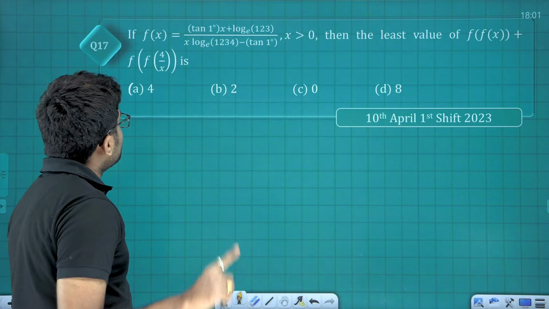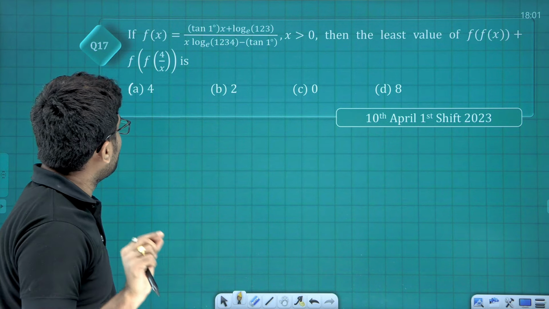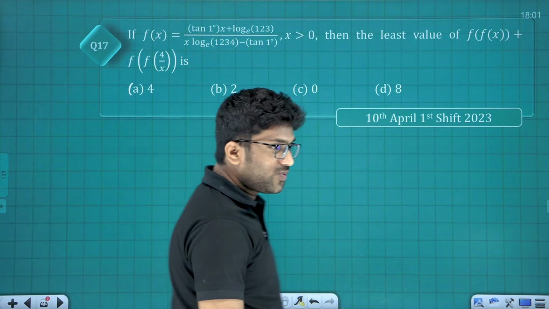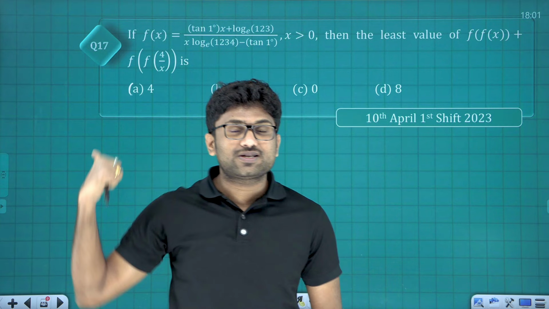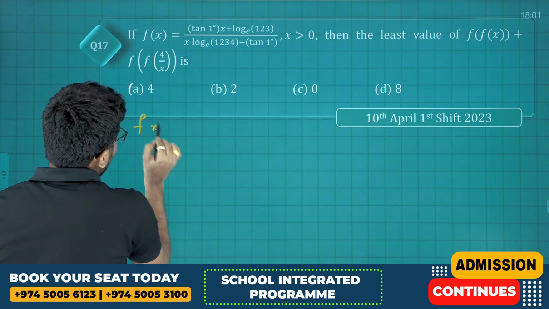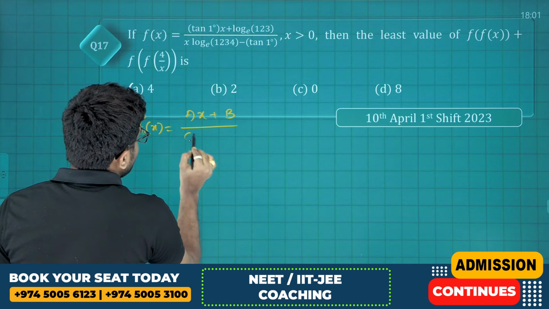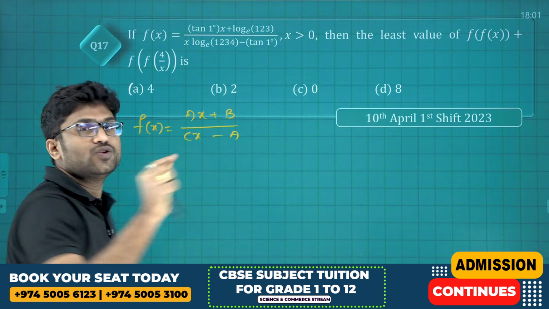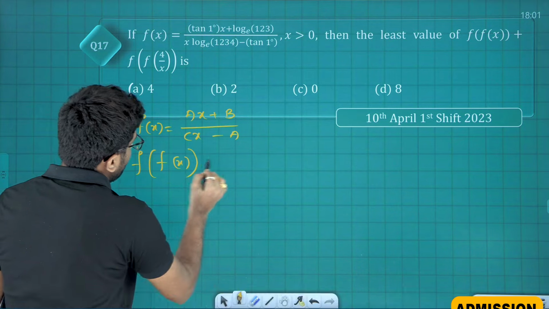f of x is equal to tan 1 degree x plus log 123 to the base e x, into log 1234 to the base e minus tan 1. Majority of the students waste their time by just reading it. But if you have understood, I have already solved a question based on the same. Friends, whenever you come across f of x of the form ax plus b divided by cx minus a, if you add the coefficient of x and the constant here and get 0, then that means f of x is equal to x.